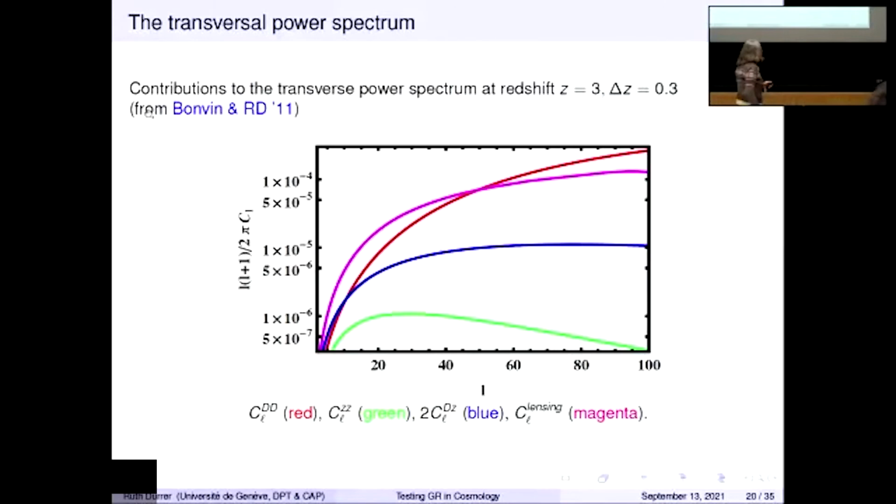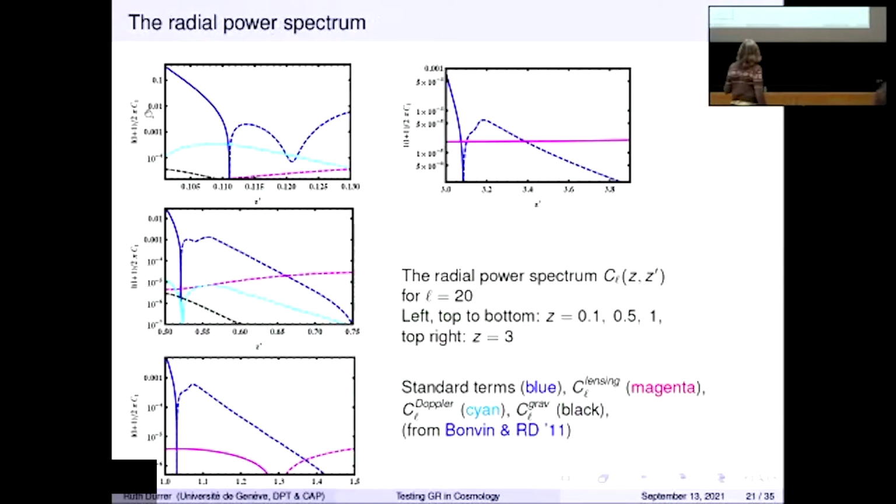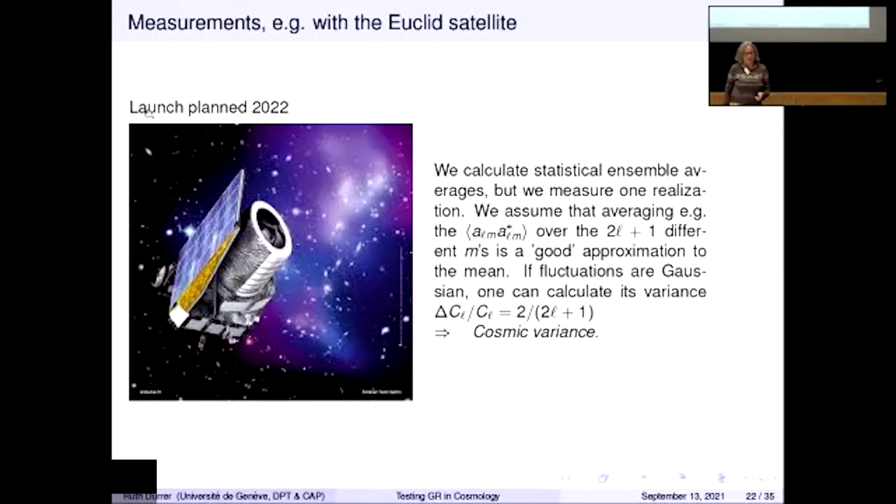You can also look at this function as a function of redshift for a given mode L. And again, you'll find that at low redshifts, it's the density and maybe redshift space distortion terms which are relevant, while at high redshifts, the lensing becomes very important. I could also talk about the sign of these terms, but let's not do this. Let's come to something real, which is the Euclid satellite, which we hope to be launched next year, if everything goes well. There is just one thing which I still want to mention.